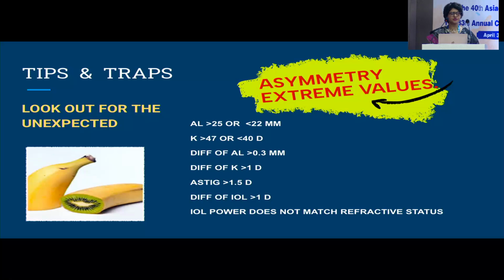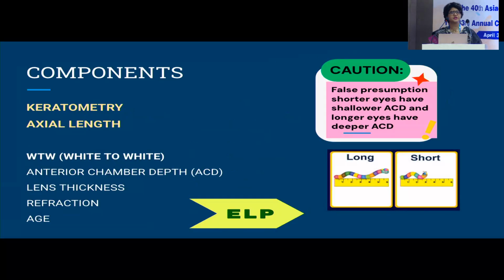So if you have an axial length of less than 22 or greater than 25 millimeters, a keratometry which is too flat, less than 40, or too steep, more than 47, a difference in the two eyes of axial length more than 0.3 millimeter, or a keratometry difference of greater than 1 diopter, an astigmatism which is over 1.5 diopters, a difference in the IOL power calculation of more than 1 in the two eyes, then always repeat and confirm your readings. So what are the basic components?